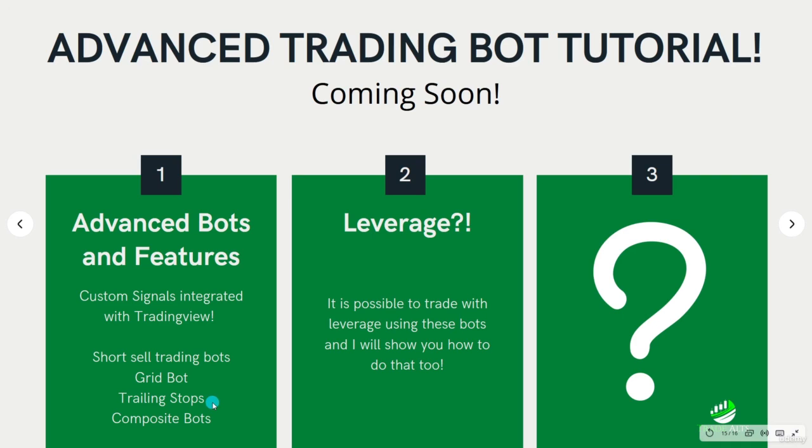Trailing stops is one that I've been asked quite a bit. I will be doing that because I think it's important to understand the different scenarios when you would want to use those. And then composite bots, I've been getting a lot of questions about that. I actually started 3 composite bots just so I had live examples to show you when it does come to that video. Even though, to be honest with you, I'm not a big fan of composite bots, I will do it anyway just so you guys can see.